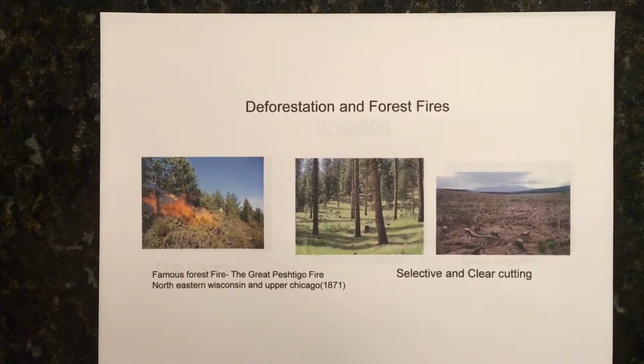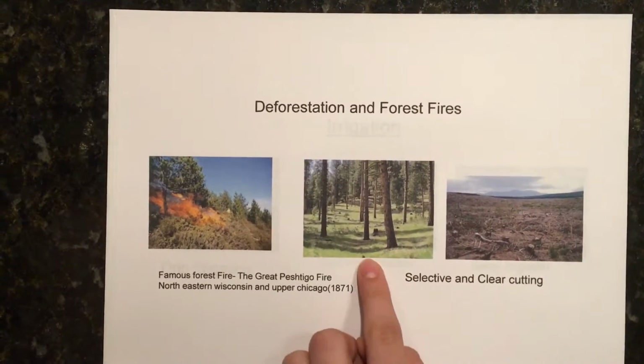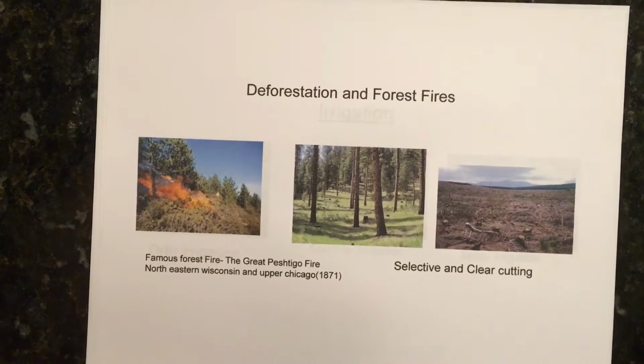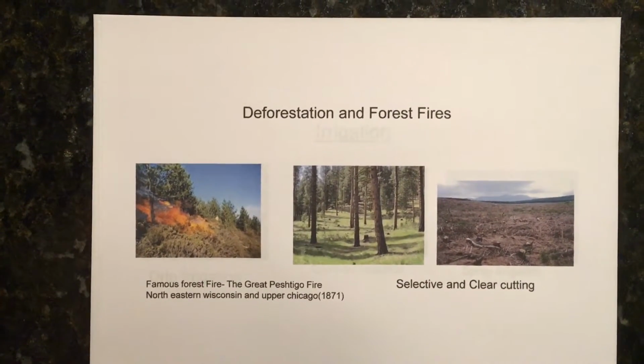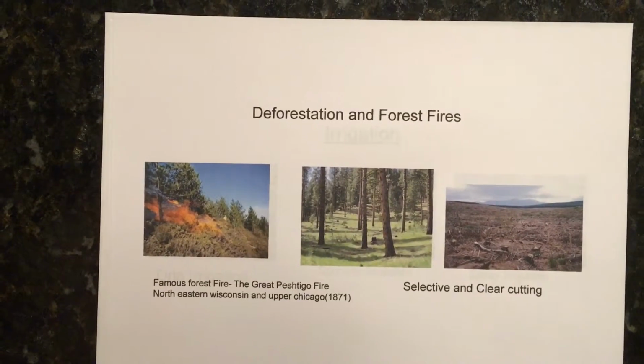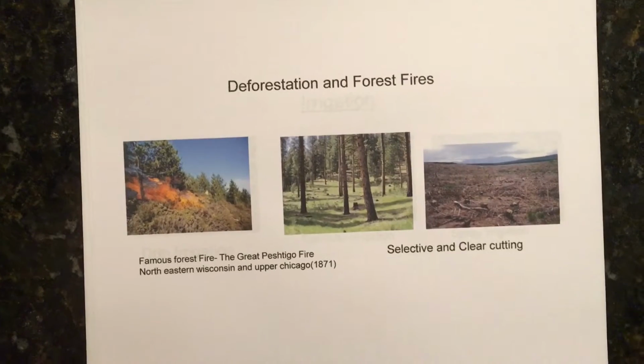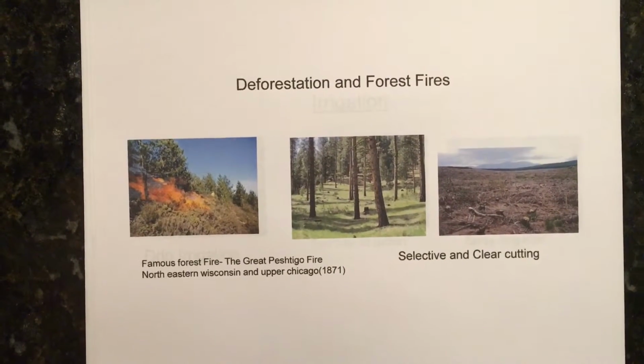Then we can look at selective cutting, which is cutting only the mature trees in one area. The positive aspects are that reforestation occurs naturally, which means that the trees nearby grow better and the diversity of species is continued. But the negative aspect is that this type of cut is going to be more expensive out of the two.